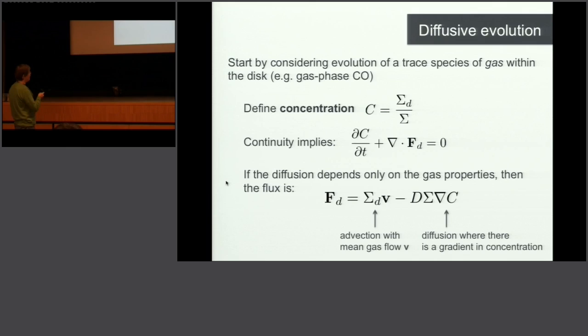Okay. Now, if this species is embedded within the gas disk, diffusion will tend to equalize the concentration between different places within the disk. So if that diffusion depends only on the gas properties and not on the properties of this trace species itself, then the flux of this trace species will have two pieces. First of all, if the gas is moving with some velocity v, then the trace species of gas will be moved along with that velocity. Okay? So there'll be advection with the mean gas flow, f v there. And then there will be diffusion where there is a gradient in the concentration. So if we have regions where there is a high density of this trace species, and they're adjacent to regions where there is a low density, diffusion will tend to produce a flux between those two regions there.